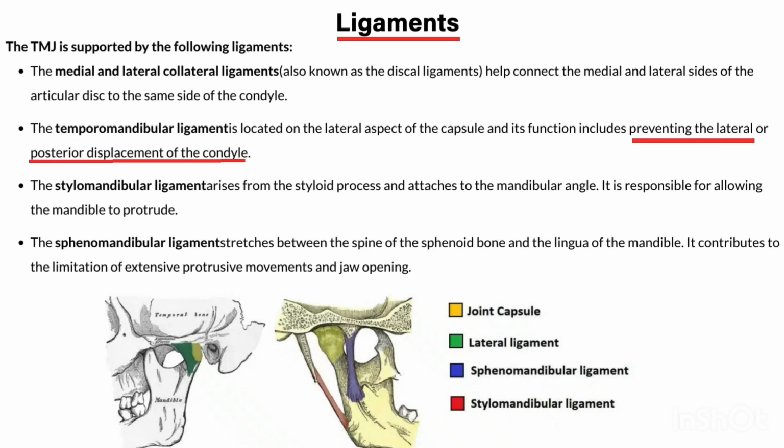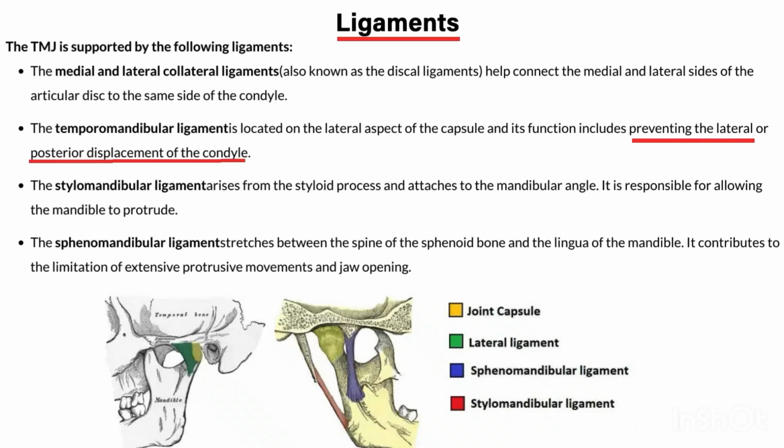The third one is the stylomandibular ligament. Now the name itself says it runs from the styloid process and it attaches to the mandibular angle. Now this helps in mandibular protrusion.